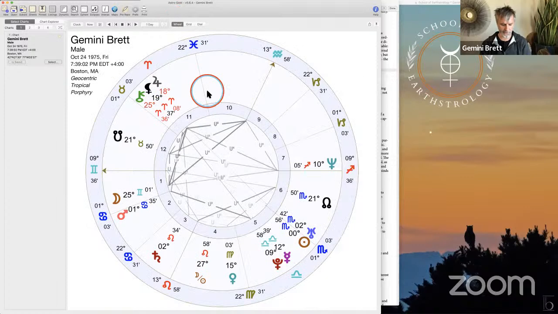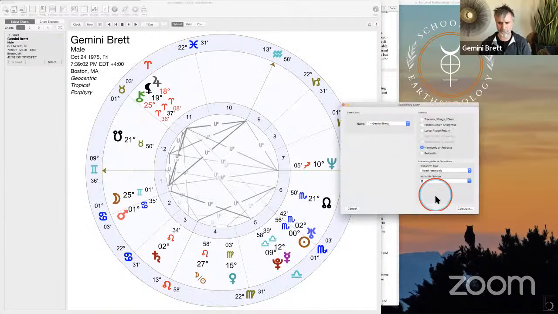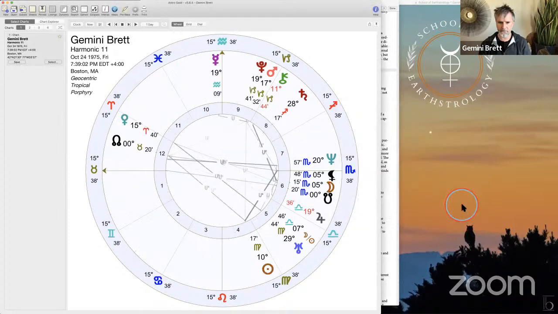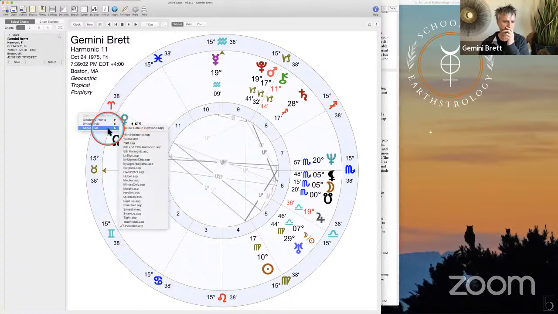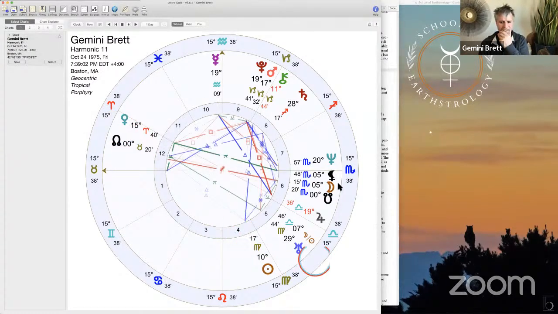If I cast an 11th harmonic chart, we're going to see a lot of different conjunctions like Moon node, or somebody was with an 11th with the ascendant, which somehow is not exactly showing here. Oh no, that was Jupiter 7 with the ascendant. There's the Mars Pluto. Anyway, I want to just show you one other thing.